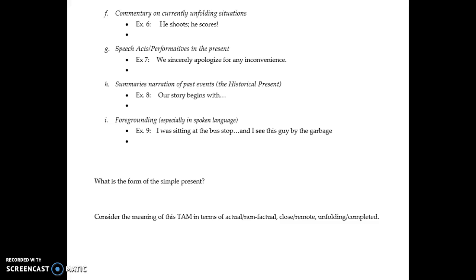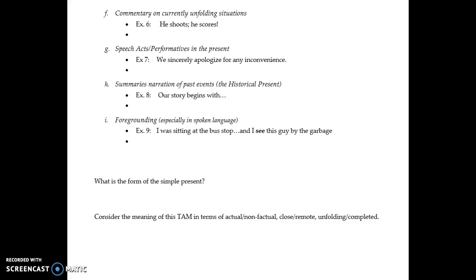The last one is more common in spoken language, called foregrounding. We could say something like, I was sitting at the bus stop and I see this guy. When I switch over to simple present, I see this guy, it again brings, even though it happened in the past, it now brings the listener and the speaker closer to the event by putting it in simple present.